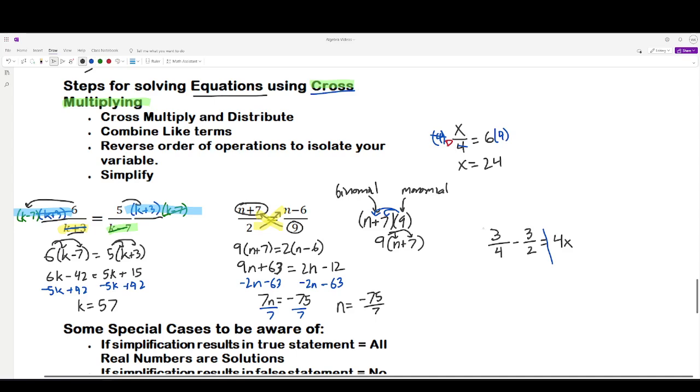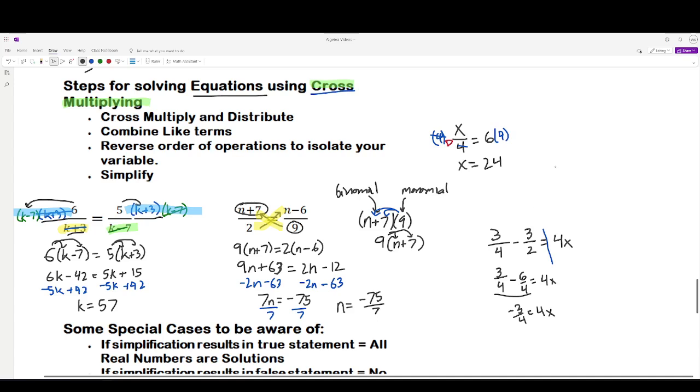So here, to simplify the left side, we would write this as 3/4 minus, I hate the 4s today, 3/4 minus 6/4 is equal to 4x. So we make a common denominator by raising this 2 up to a 4. And then we combine these, just like collecting like terms, by squishing them together, and we get negative 3/4 is equal to 4x. So don't try to use cross-multiplying on one side of an equation. It has to go across the equal sign, and there has to be only one thing on each side.